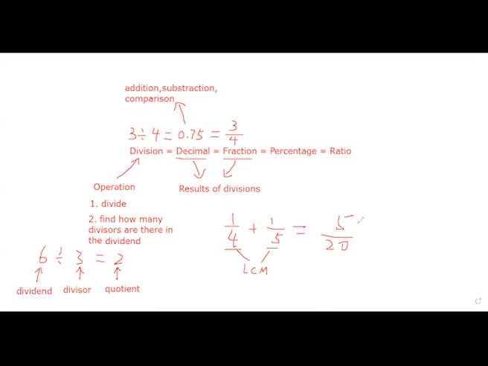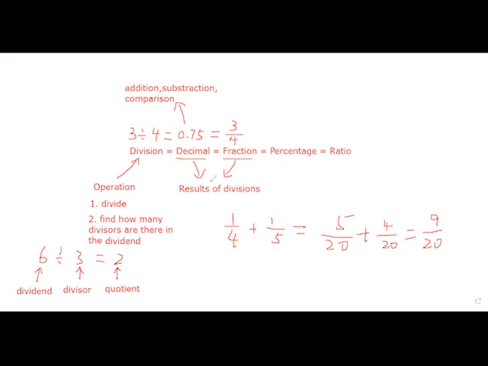So this is 5 plus 4 over 20. Then this is how we got, right? How we got the answer, 9 over 20. We have to find the LCM, then do multiplication for the numerators, 5 and 4. Then lastly, we have to do addition. There are a lot of steps.